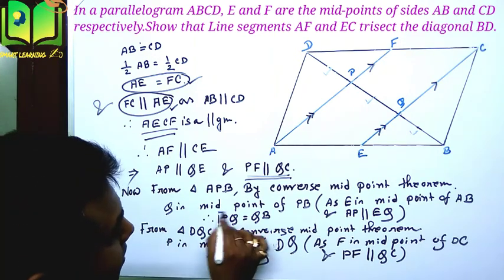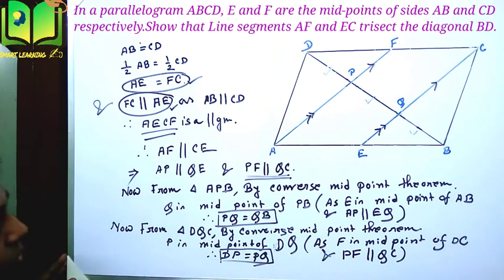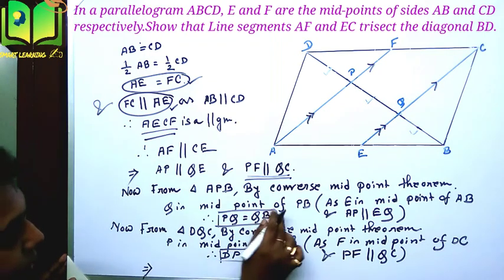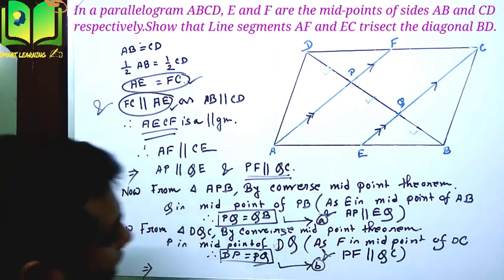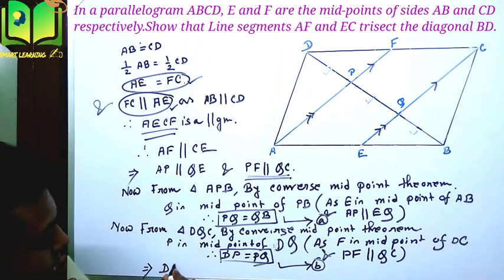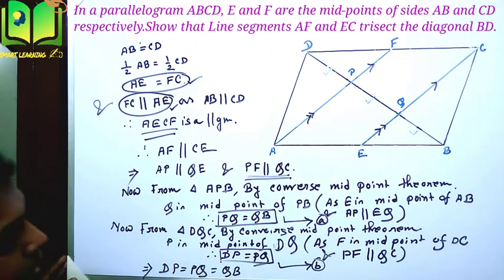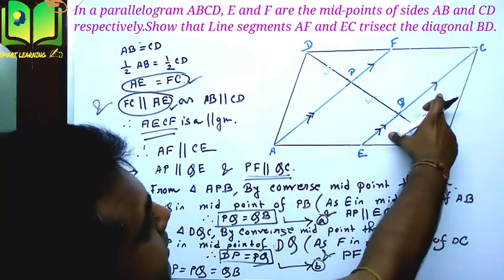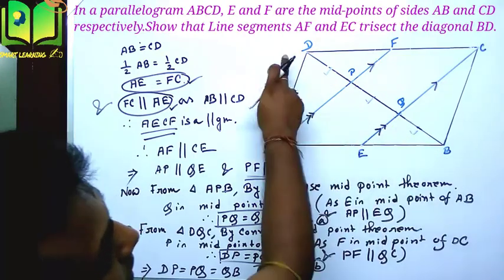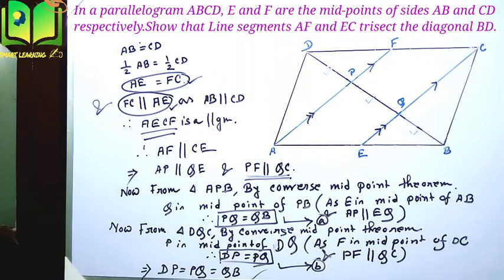Now from these two conditions, PQ equals QB and DP equals PQ, from condition A and condition B, what can we write? Therefore DP equals PQ equals QB. So it means the lines AF and EC trisect the line DB. So our proof is complete. I hope you understand this math.